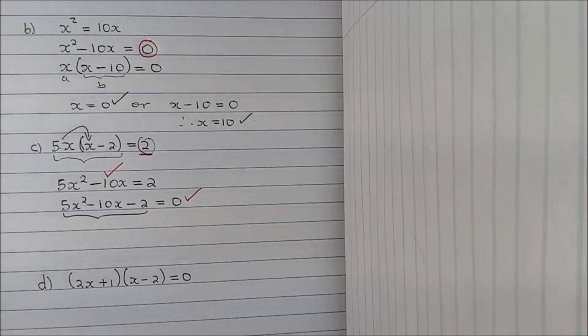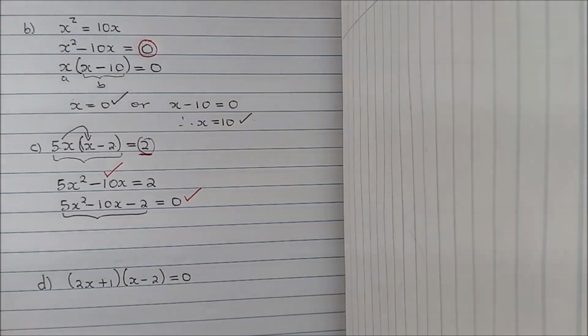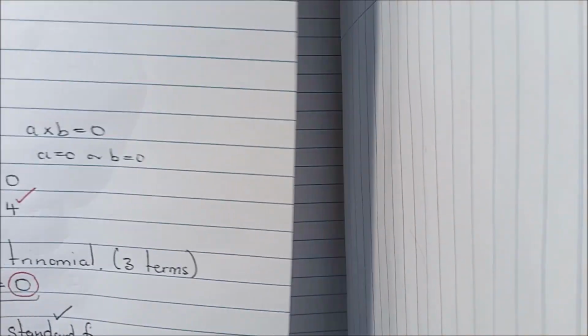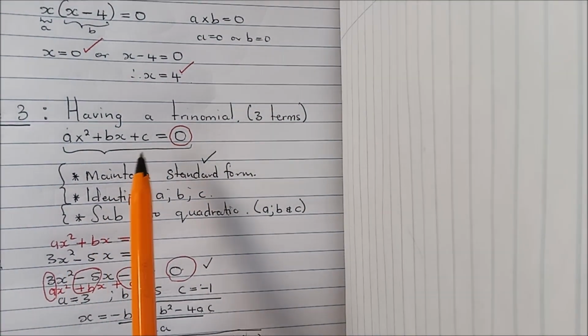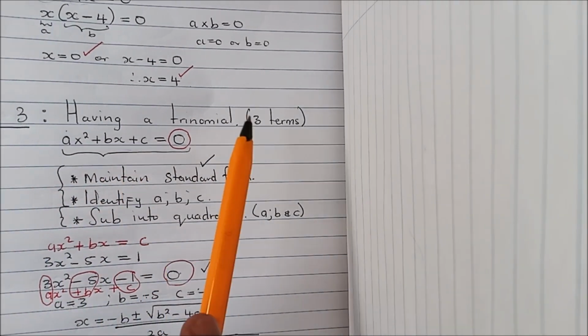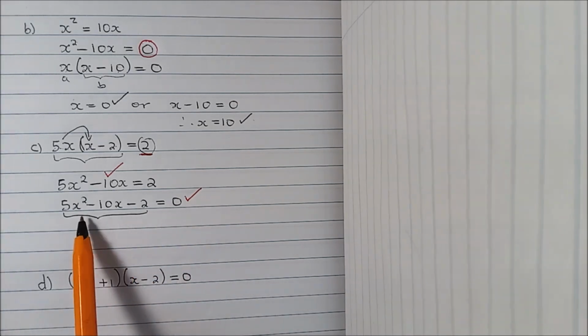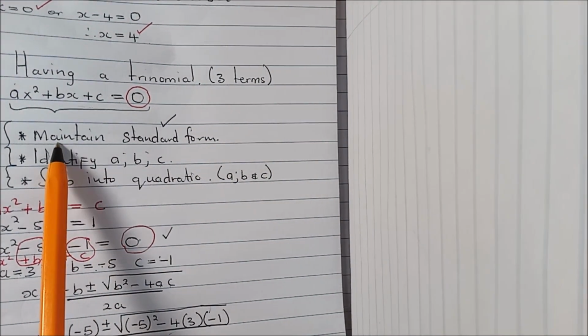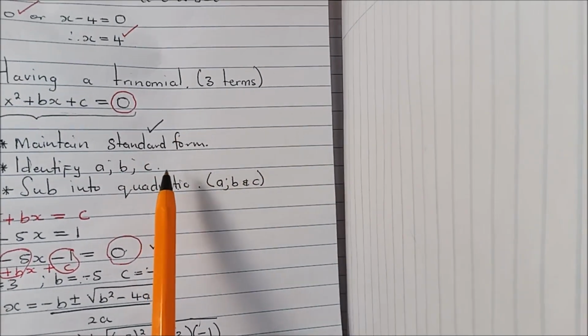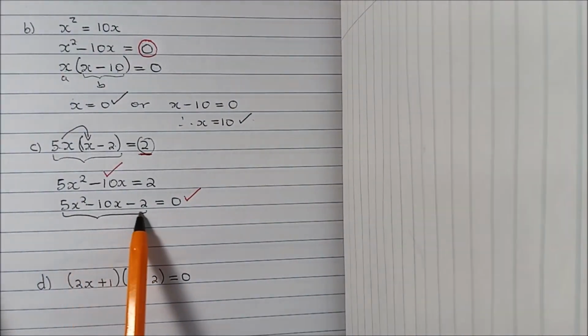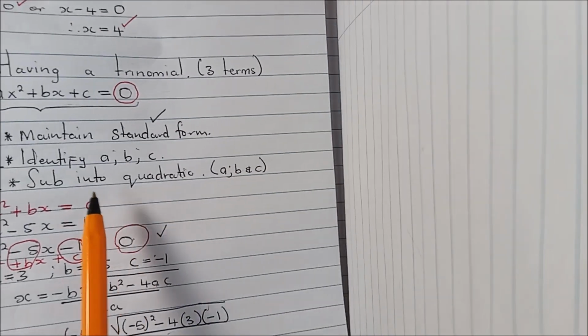We have the standard form, which is basically your type 3. So having a trinomial, 3 terms, so it's term 1, 2, 3. Remember, the terms are separated by plus or minus. So now you maintain the standard form. Is the standard form maintained? Yes, because we have 0 that side.